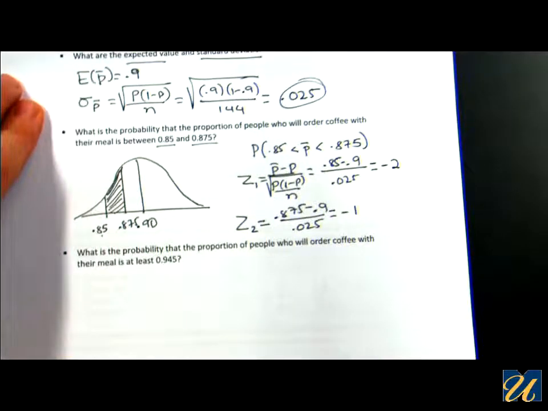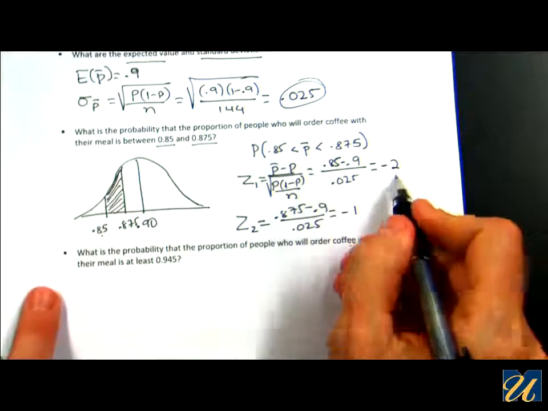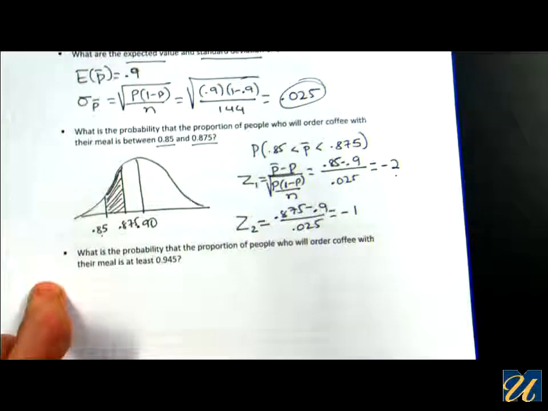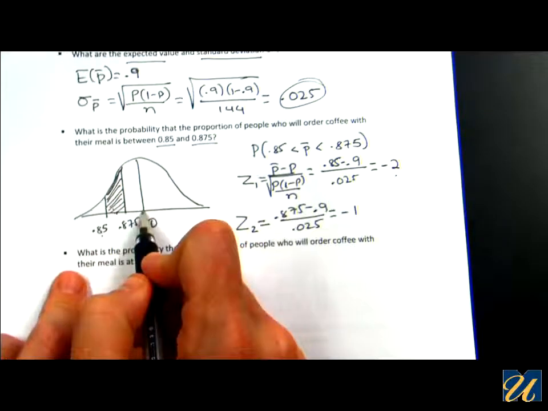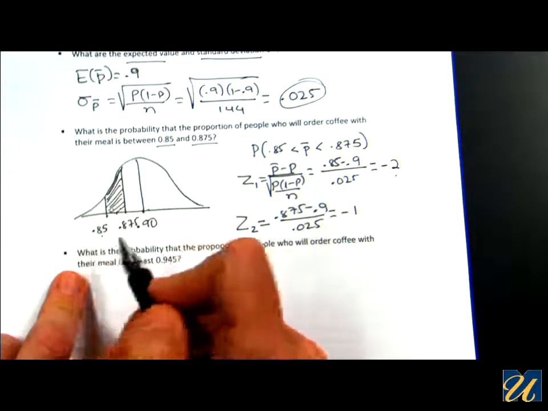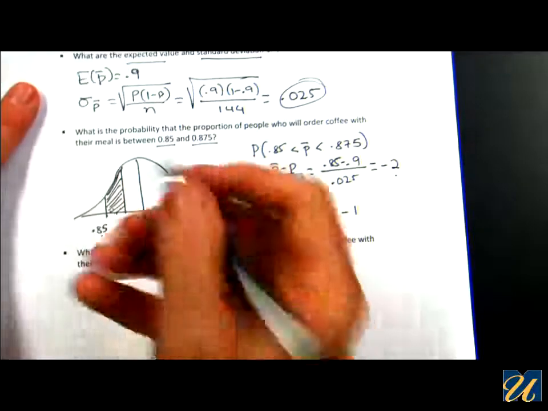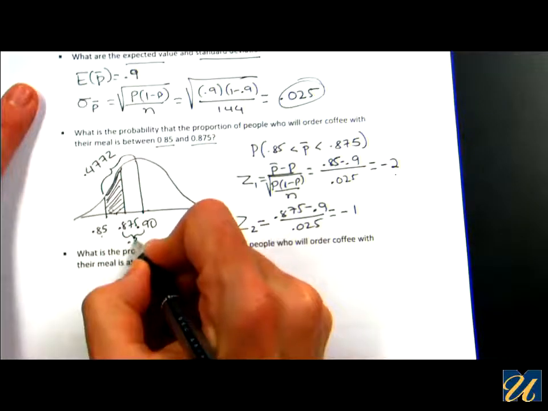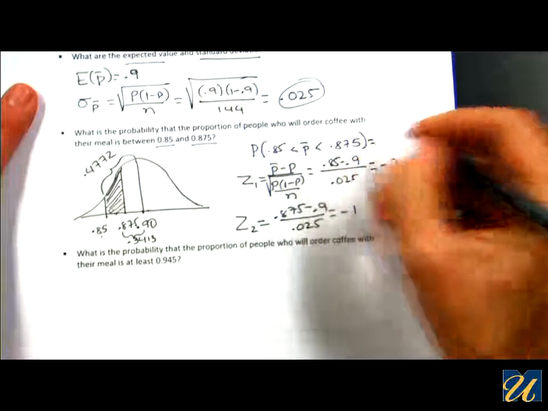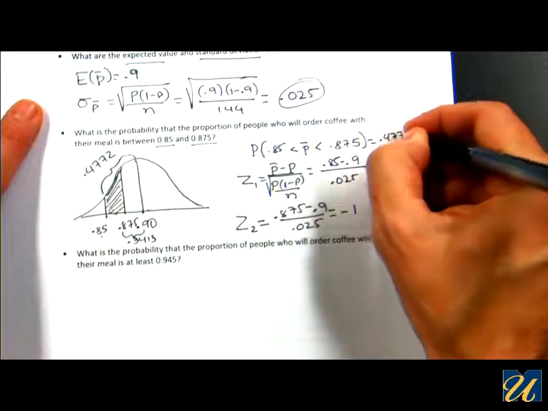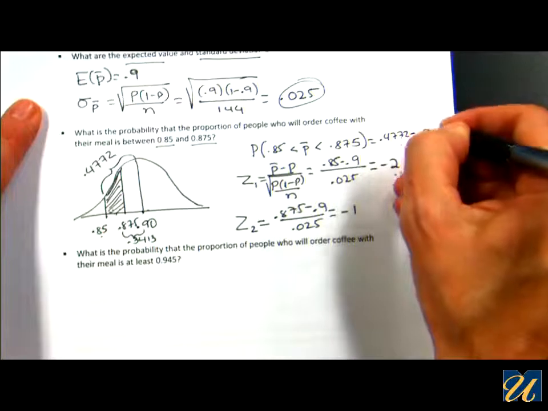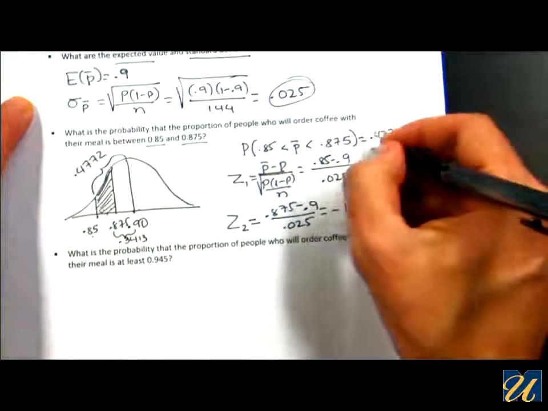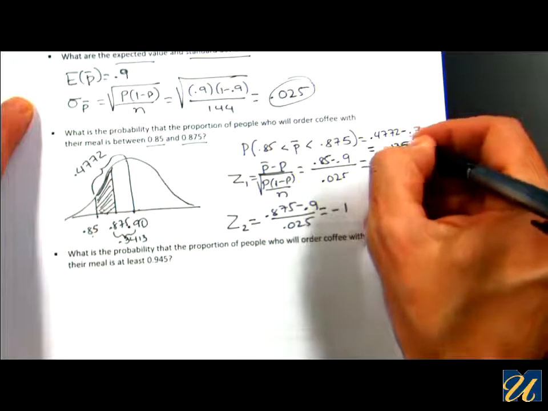So we will find the probability of 2 and the probability of 1, and we will subtract them. The mean is outside the area that we're looking for, so we will subtract the corresponding probabilities. The part that corresponds to a z-score of 2 is 0.4772, and this area is 0.3413. So to find this probability, we will do 0.4772 minus 0.3413, and the answer will be 0.1359.